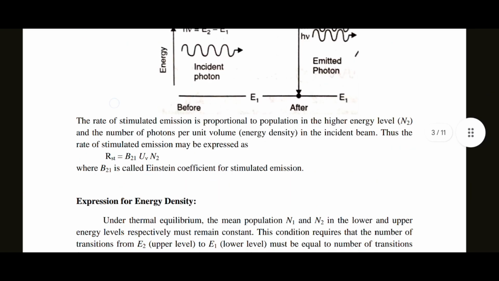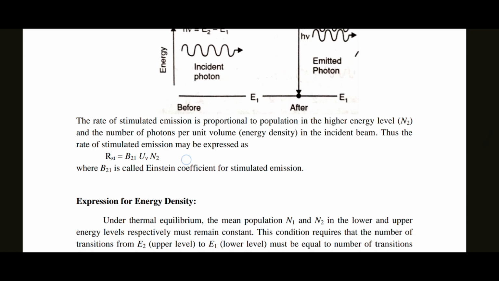The rate of stimulated emission is proportional to the population of the higher energy level and the number of photons per unit volume in the incident beam. Thus, the rate of stimulated emission may be expressed as R_ST is equal to B21 U nu N2, where B21 is the Einstein coefficient for stimulated emission.